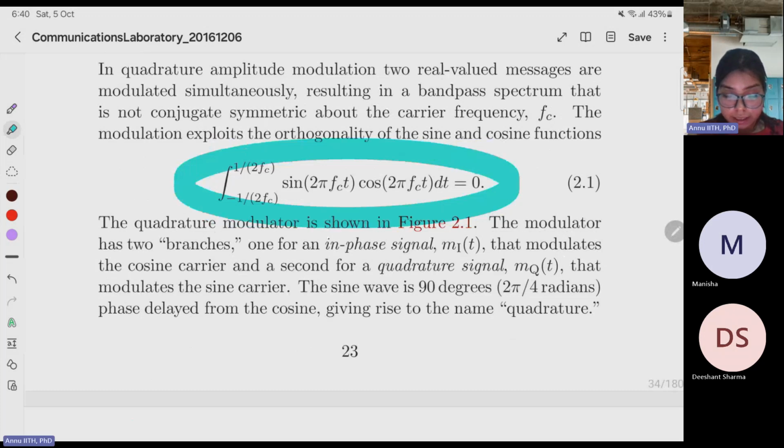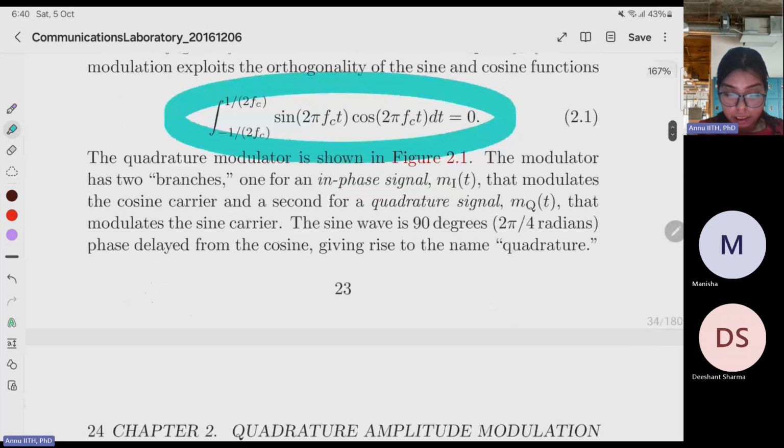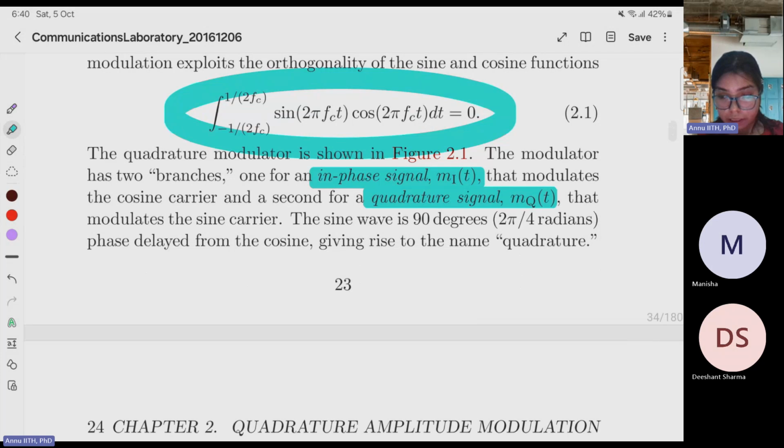The quadrature modulator is shown in figure 2.1. The modulator has two branches, one for the in-phase signal m_I(t) that modulates the cosine carrier, and the second for the quadrature signal m_Q(t) that modulates the sine carrier. The sine wave is 90 degrees, 2π/4 radians, phase delayed from the cosine, as we know, giving rise to the name quadrature. That's why the name is quadrature.